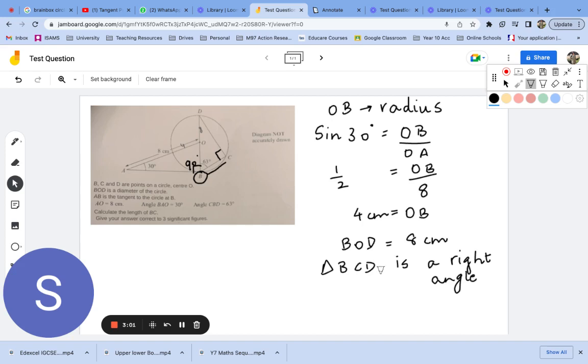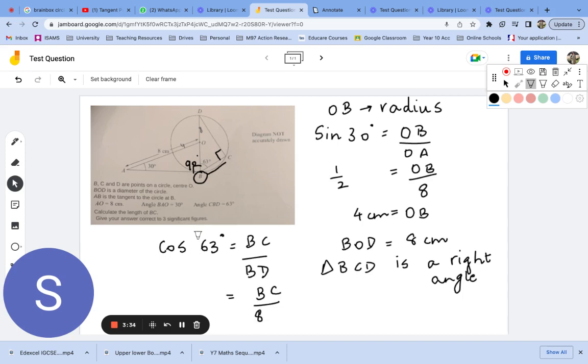Right angle triangle. Now I want to know the length BC, and I know from my SOHCAHTOA rule that I can apply cos of 63 degrees, which is adjacent, so BC, over the hypotenuse, which is BD. And we know BD from here. We know BD is BOD, which is 8 centimeters. So BC over 8 centimeters.